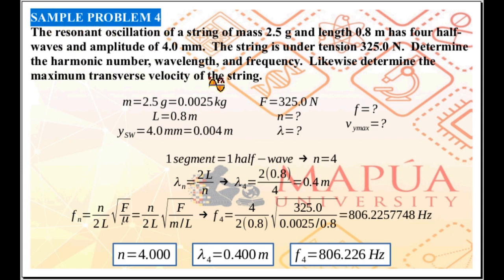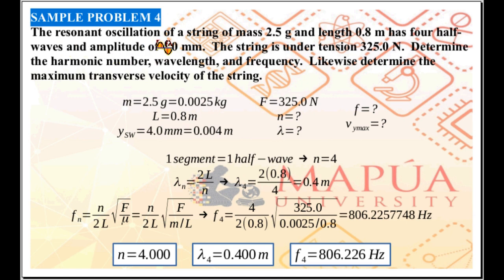Consider the following problem. The resonant oscillation of a string of mass 2.5 grams and length 0.8 meters has 4 half waves and an amplitude of 4 millimeters. The string is under tension 325 newtons. Determine the harmonic number, wavelength, and frequency of the oscillation of the standing wave.